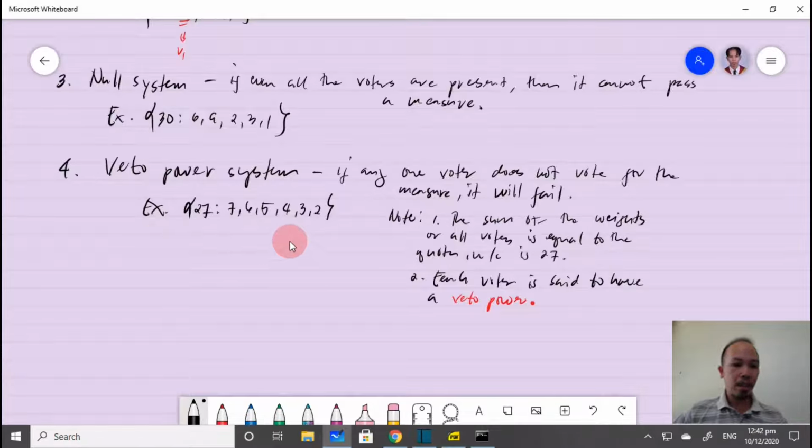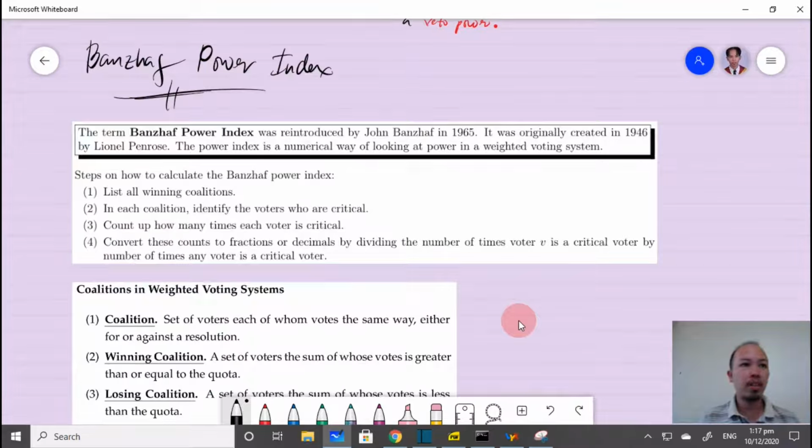So for our next topic, we will be discussing how to get the power of a given voter. We will be discussing the Banzhaf power index. Okay, we are now ready to discuss it. Let me give you a history here. It says here that the term Banzhaf power index was reintroduced by John Banzhaf in 1965.